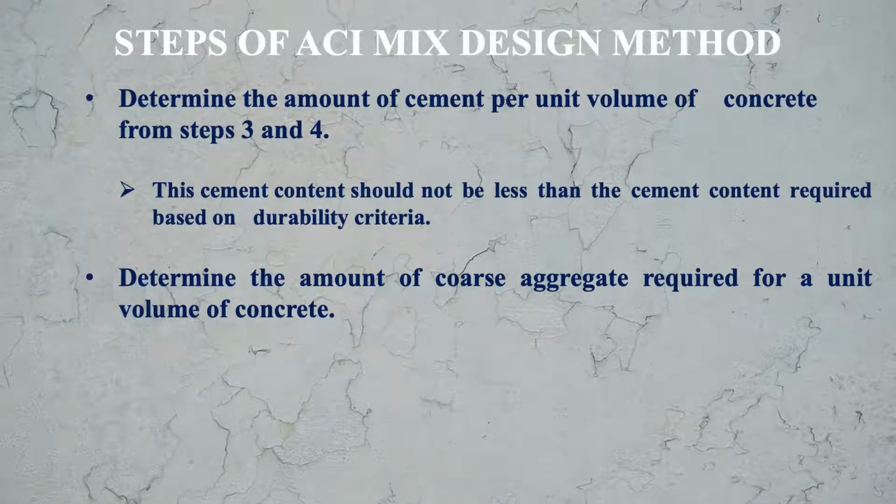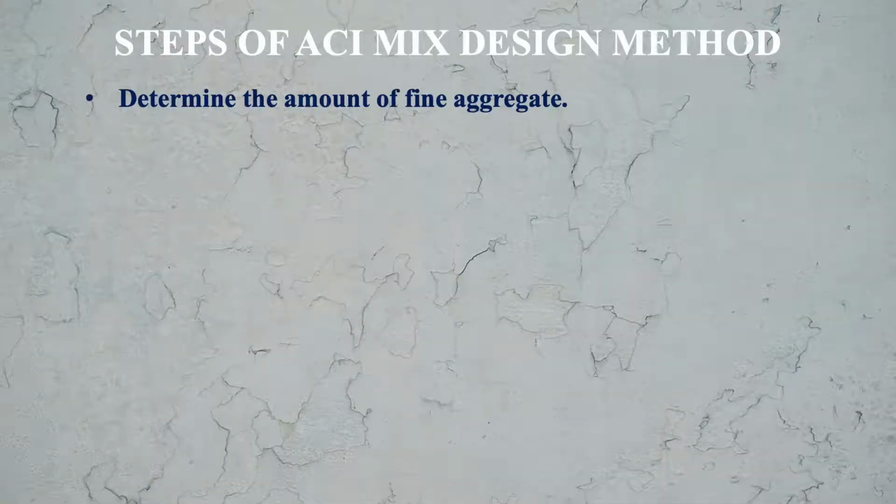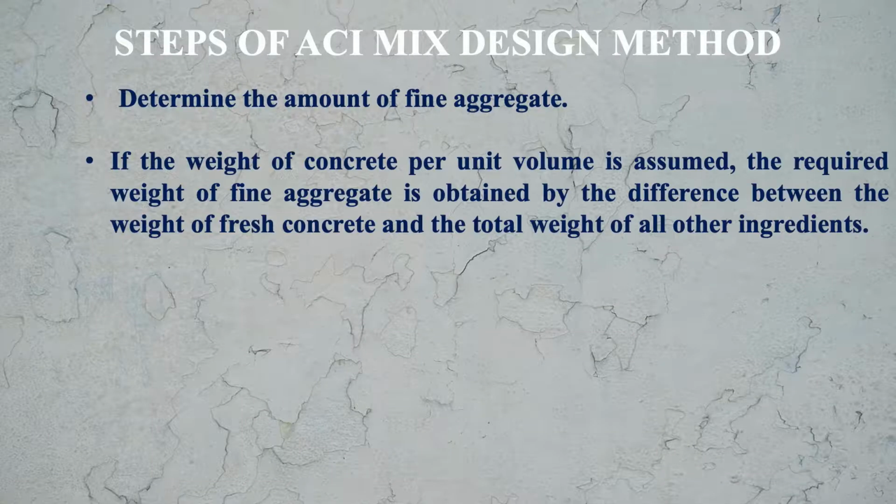Determine the amount of coarse aggregate required for a unit volume of concrete. This value is multiplied by the dry rodded unit weight of the aggregate to get the required dry weight. The next step is to determine the amount of fine aggregate. If the weight of concrete per unit volume is assumed, the required weight of fine aggregate is obtained by the difference between the weight of fresh concrete and the total weight of all other ingredients.